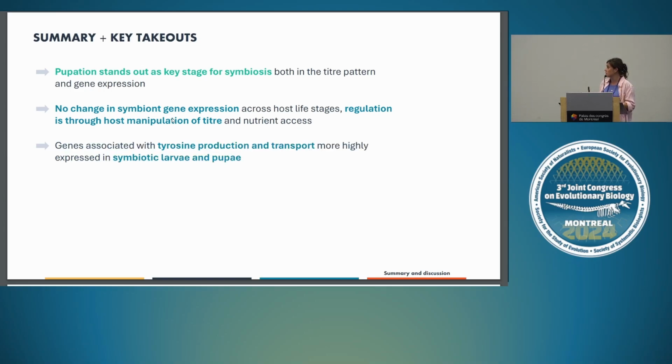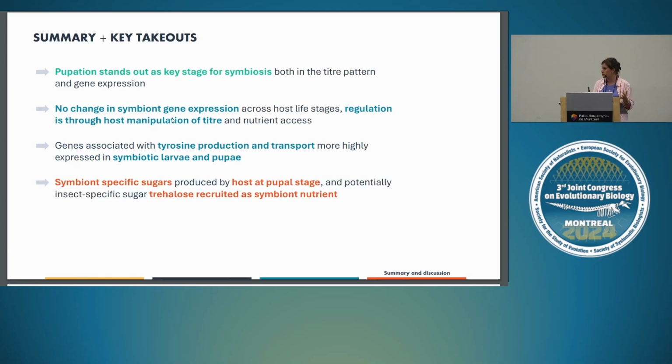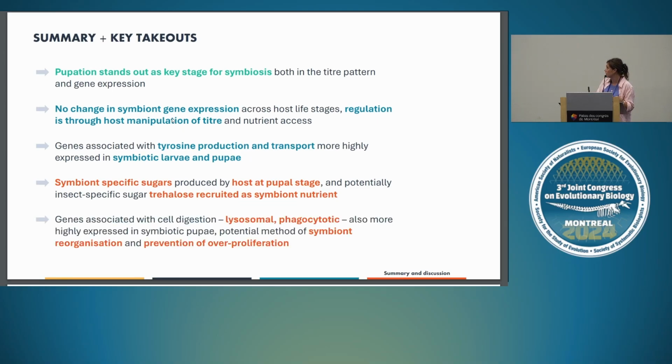We see genes associated with tyrosine production and transport in the pupal stage, and these are more highly expressed in symbiotic larvae and pupae. We see symbiont-specific sugars being produced by the host at the pupal stage, and potentially the recruitment of an insect-specific sugar, trehalose, to facilitate that growth of the symbiont. And then finally, we see genes associated with lysosomes and phagocytosis, which may be involved in symbiont reorganization and prevention of overproliferation.